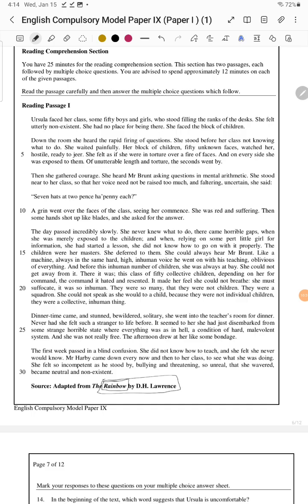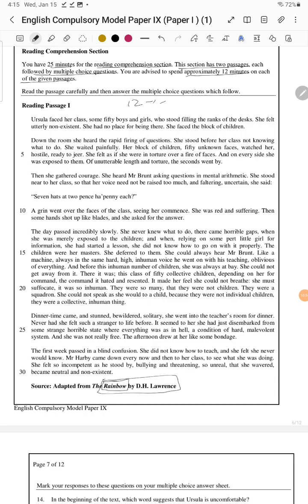In the reading comprehension section, you have 25 minutes. This section has two passages, each followed by multiple choice questions. You are advised to spend approximately 12 minutes on each of the given passages. So it means you have 12 minutes for each passage. What does this 12 minutes mean? Let's divide these 12 minutes.